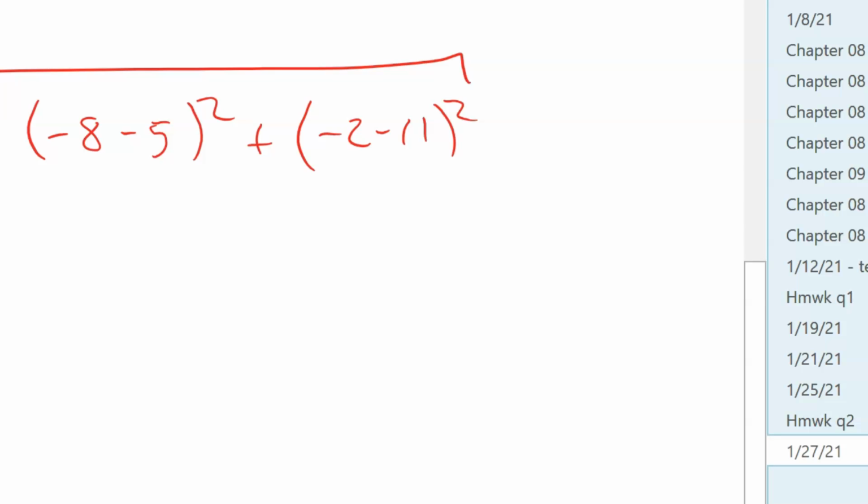Anyway, I plug that into my calculator and I get the square root of 534, which is approximately 23.11.